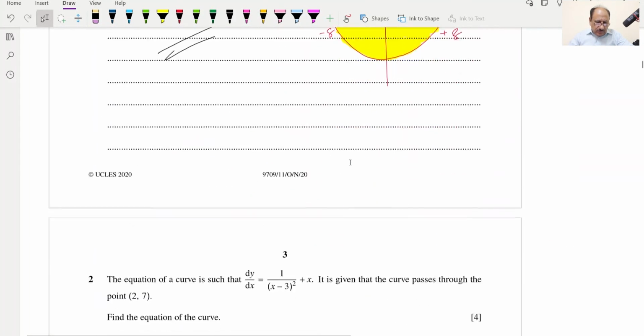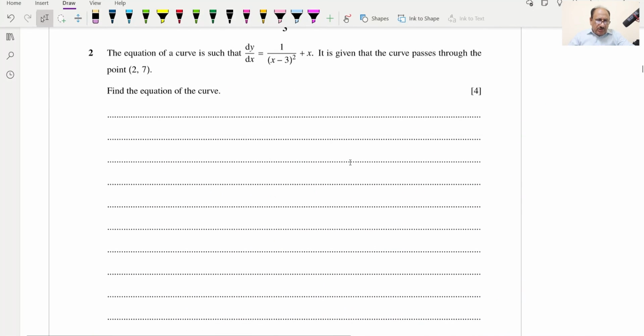Next question says the equation of the curve is such that dy by dx is equal to 1 over (x minus 3) squared plus x. It is given that the curve passes through the point (2, 7). Find the equation of the curve. So to find y, if the derivative is given, we integrate.